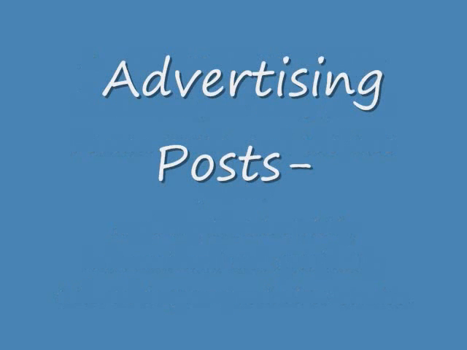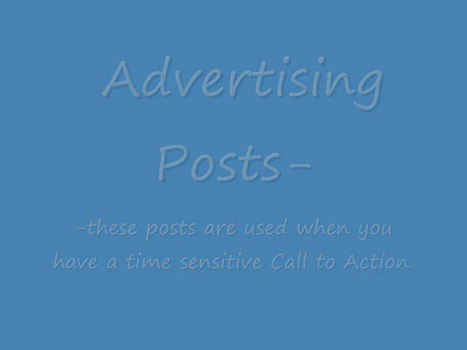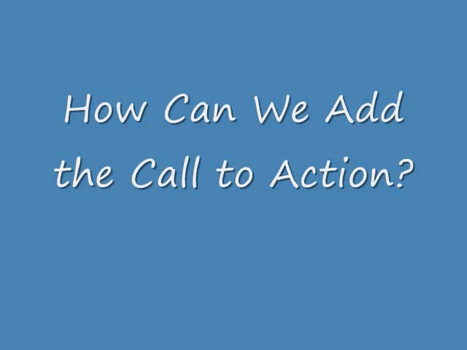Number 3, your advertising posts. These are posts that you use when you have a specific time sensitive call to action. These are general categories that all of the posts fall under. Notice I mentioned the advertising posts are specifically geared toward a call to action. This is true, but we're going to start adding a call to action to all posts, even the random relationship post. How can we add a call to action to random friendly posts?